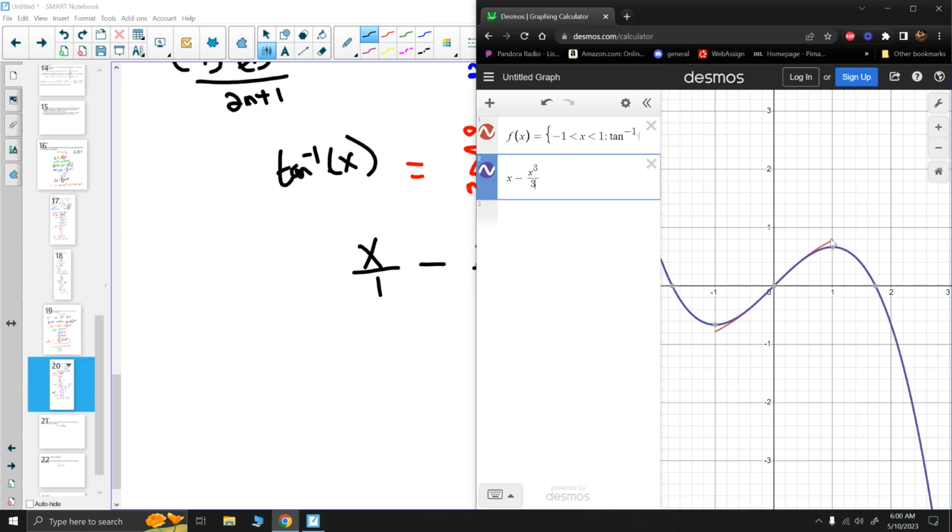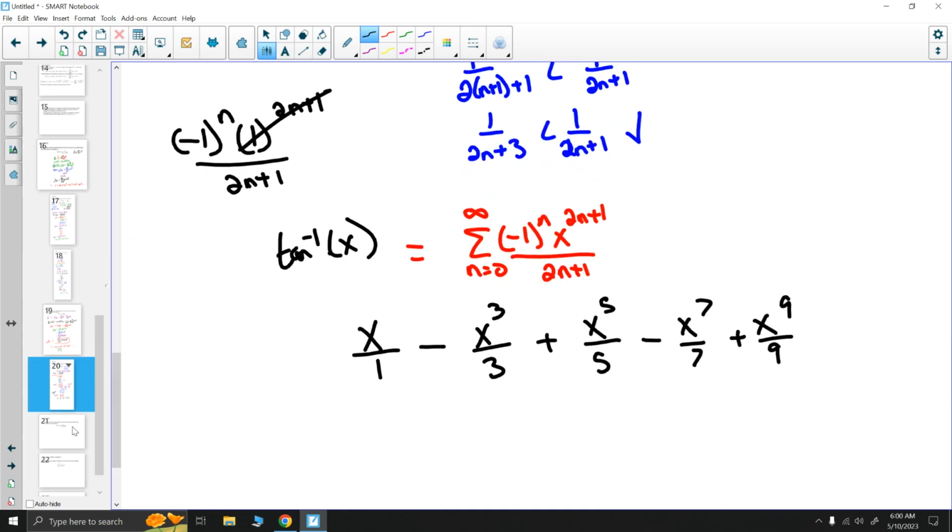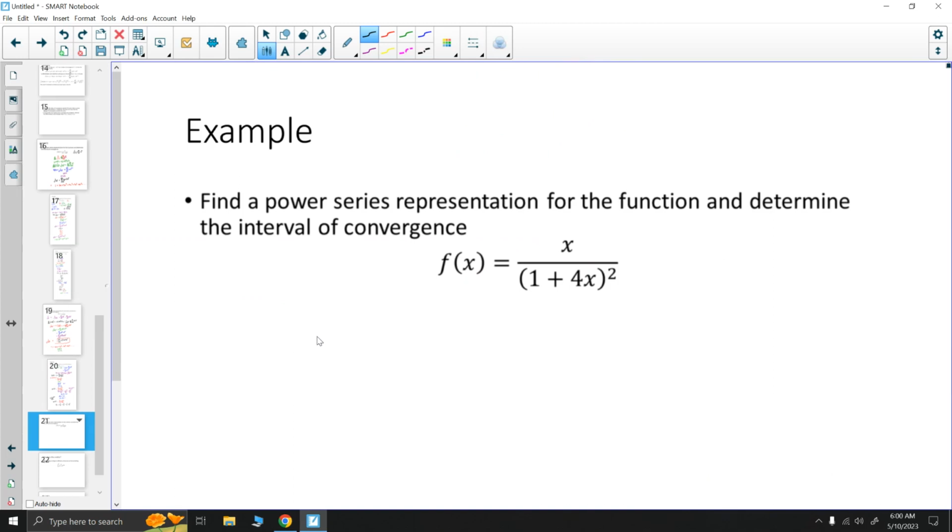I mean, right there, I think we can really see that that's super obvious. Only on the second partial sum, plus x to the 5th over 5. I mean, that's even better. So it's pretty clear that this is definitely the same. All right. Let's take a look at another one.